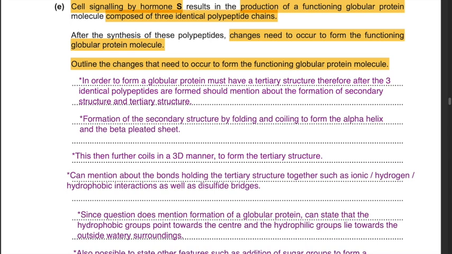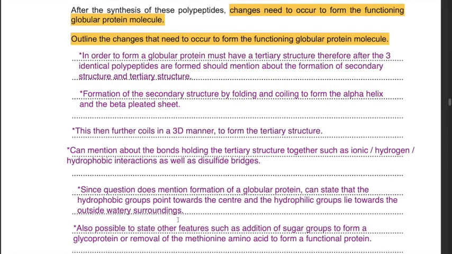Therefore, after the 3 identical polypeptides are formed, you should mention the formation of secondary as well as tertiary structure. Formation of the secondary structure is by folding and coiling to form the alpha helix and the beta pleated sheet. Remember that carefully. When the word secondary structure comes into your mind, you should also think about alpha helix and beta pleated sheet, because they are all interconnected. After this, it then further coils into a 3-dimensional manner to form the tertiary structure, and that is what the tertiary structure is all about.